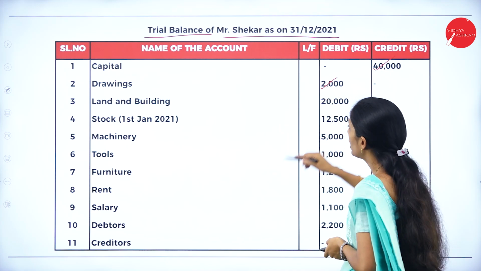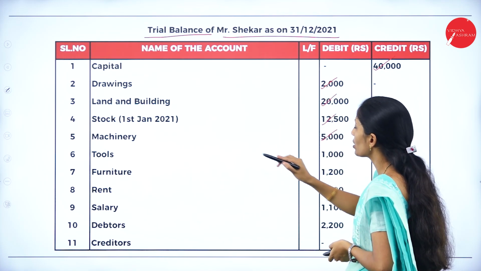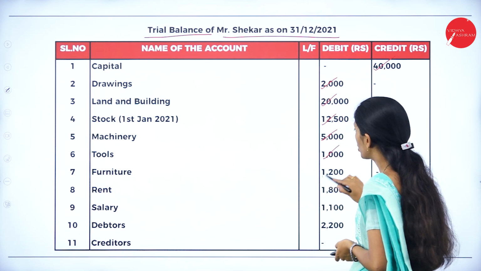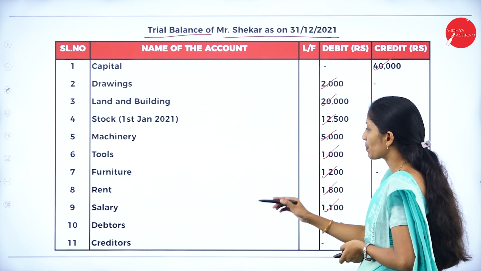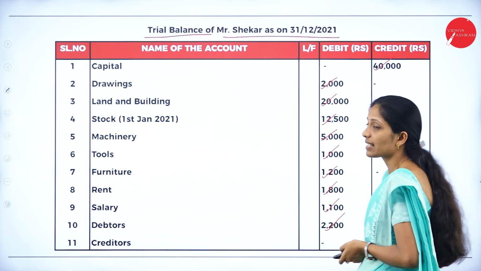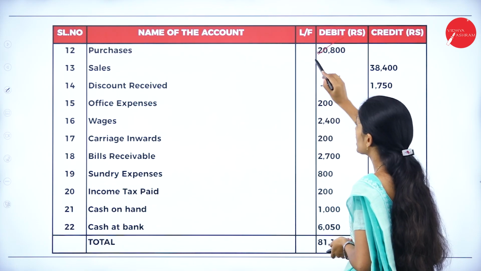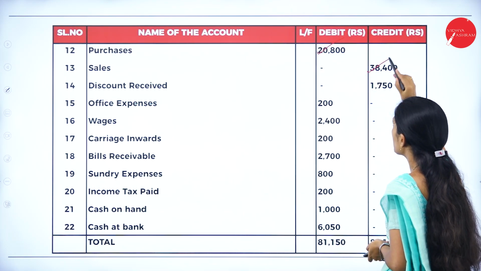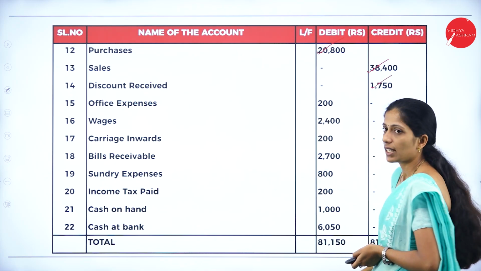Drawings, debit. Land and building, debit. Stock, debit. Machinery, debit. Tools, debit. Furniture, debit. Rent is an expense, debit. Salary is an expense, debit. Debtors is an asset, debit. Creditors is a liability, so credit. Next, purchases, it is an expense, debit. Sales, it is an income, so credit. Discount received is an income, credit.